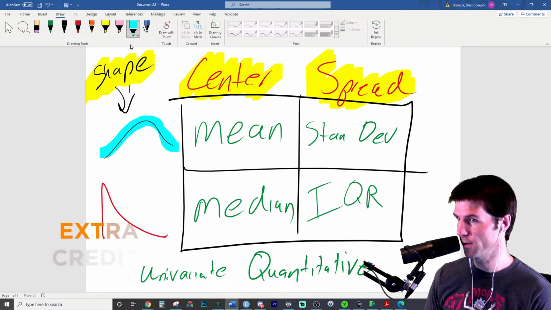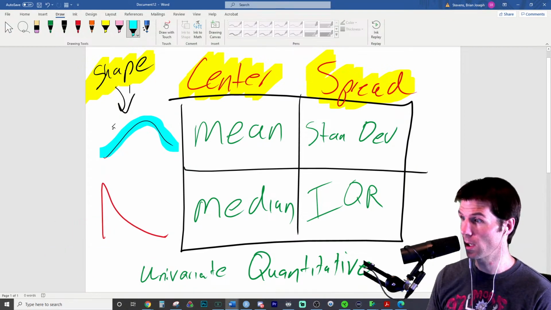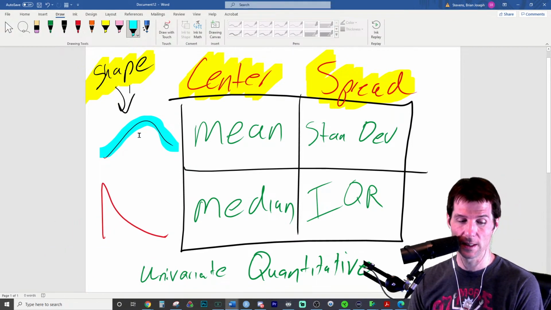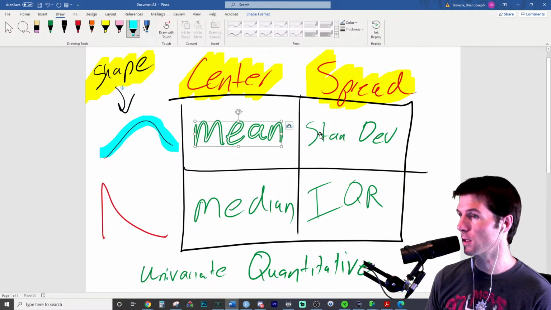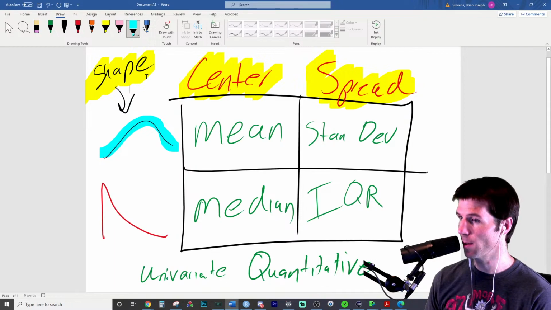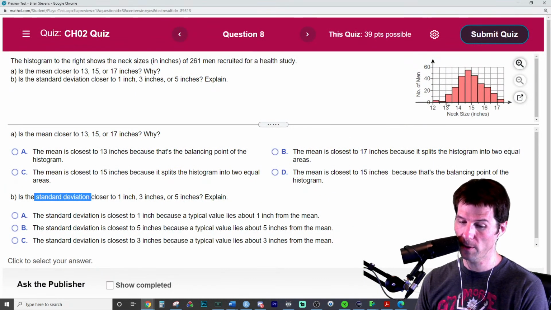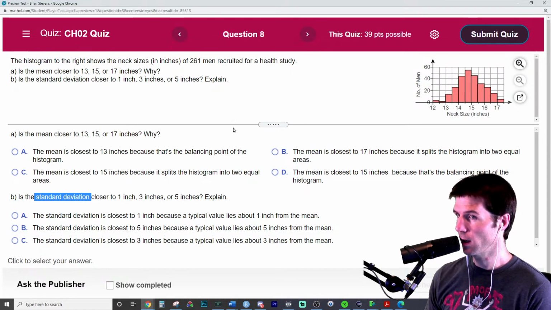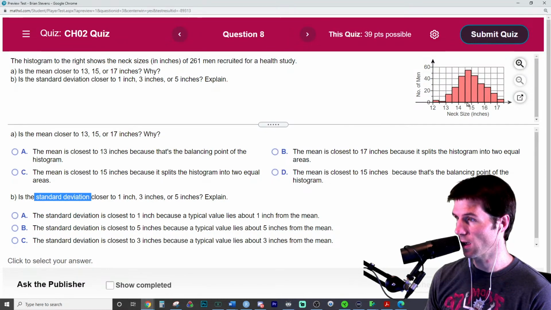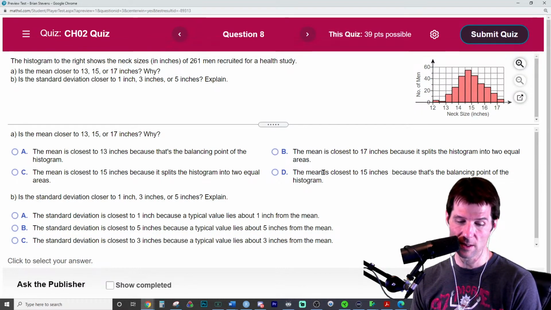Normal data. Someone called this the normal curve, the Gaussian curve, the bell-shaped curve, all those terms used for it. We call this the normal curve. So if you look at the shape of this right here, we're going to use the mean and the standard deviation based on the shape for univariate quantitative data. So here's the normal curve up here, a little bit of an outlier, a little low. And with this, the mean is going to be towards the center. It's not skewed in any direction. So the mean is closest to 15 because it's the balancing point.